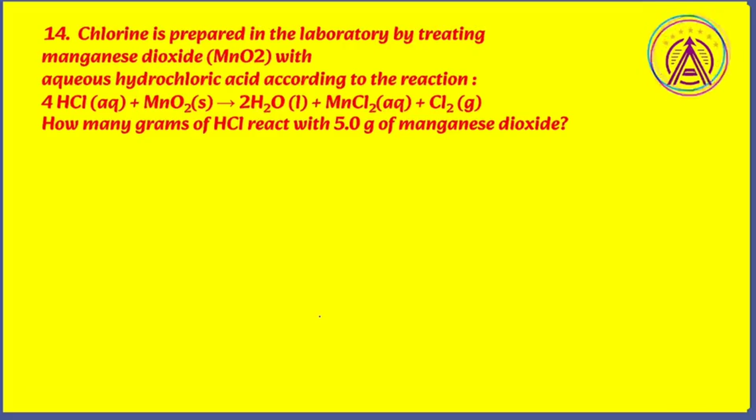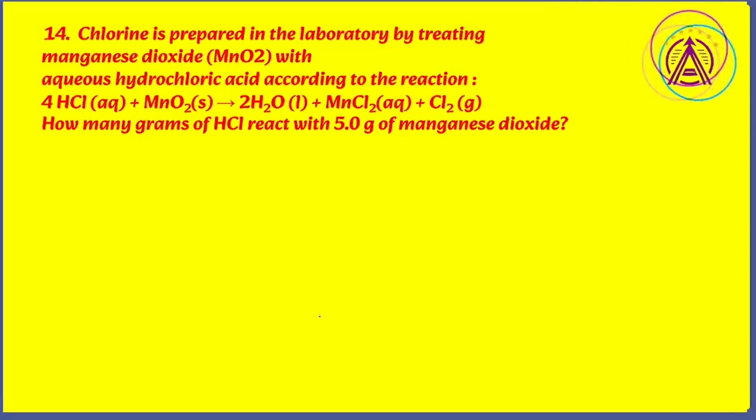Question number 14. Chlorine is prepared in the laboratory by treating manganese dioxide, that is MnO2, with aqueous hydrochloric acid according to the following reaction. We have a balanced reaction wherein 4 moles of HCl react with 1 mole of manganese dioxide to give 2 moles of water, 1 mole of manganese chloride and 1 mole of chlorine gas. How many grams of HCl react with 5 grams of manganese dioxide? This is similar to the previous question. Kindly pause the slide here, try to solve it by yourself and then resume the video.